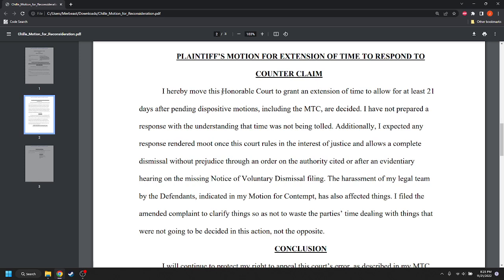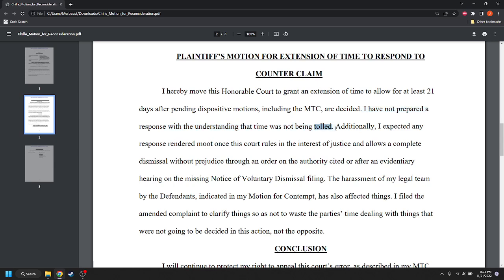I hereby move this honorable court, it's an honorable court again, to grant an extension of time to allow for at least 21 days after pending dispositive motions, including the motion to correct the record, are decided. I have not prepared a response with the understanding that time was not being tolled.